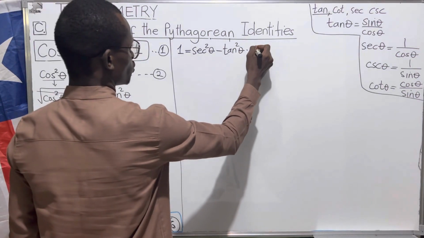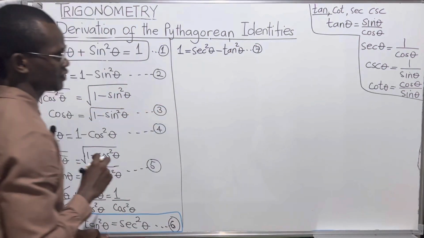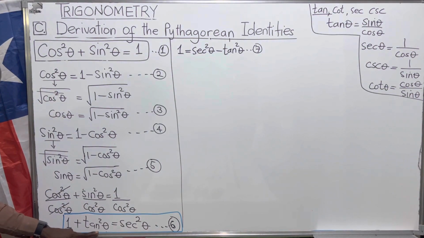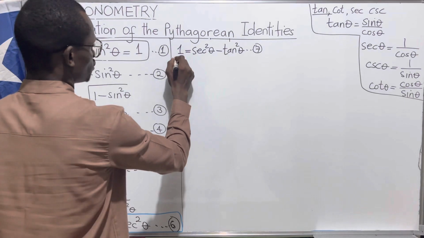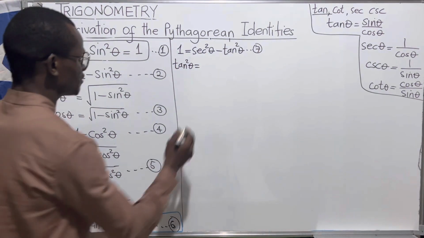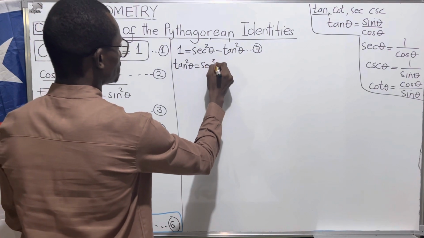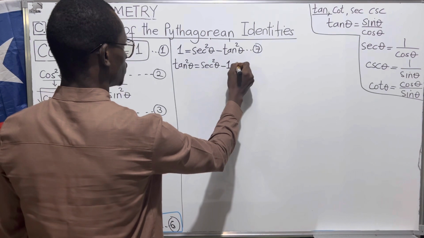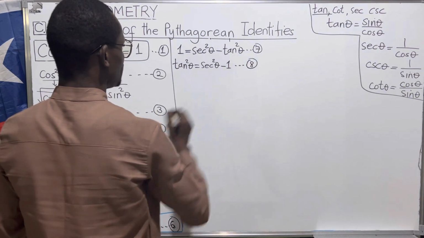So this is also identity number 7. Also, we want to solve for tangent square theta. So tangent square theta equals, now on this side we have secant square theta. Then this 1, we can send the 1 across, it becomes minus 1. So we can call this identity number 8.